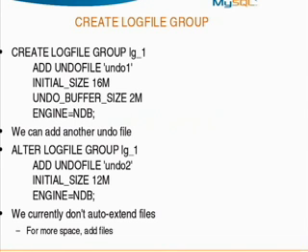Creating a log file group is pretty simple SQL. Give it a name, add an undo file, the initial size, as well as engine equals NDB. You can also add another one, pretty simply, with alter log file group. We also don't currently auto-extend files, but you can always add more files to it, and we do plan to have auto-extend in there in a future release.